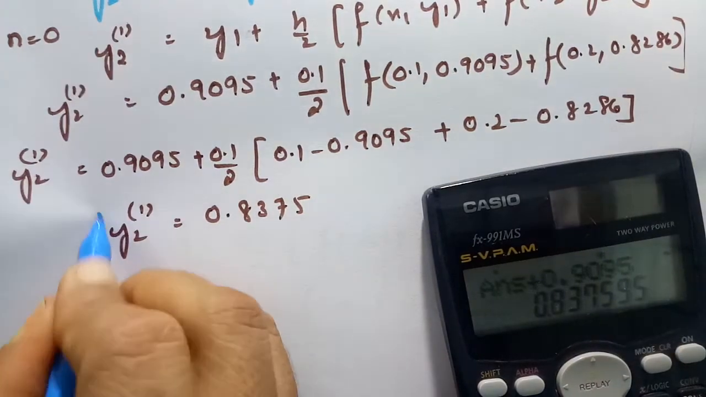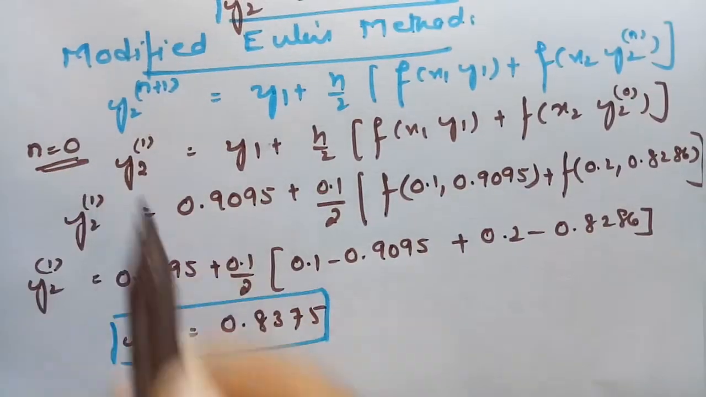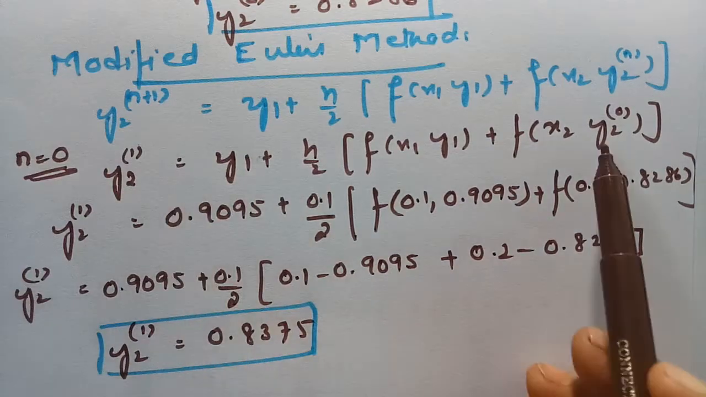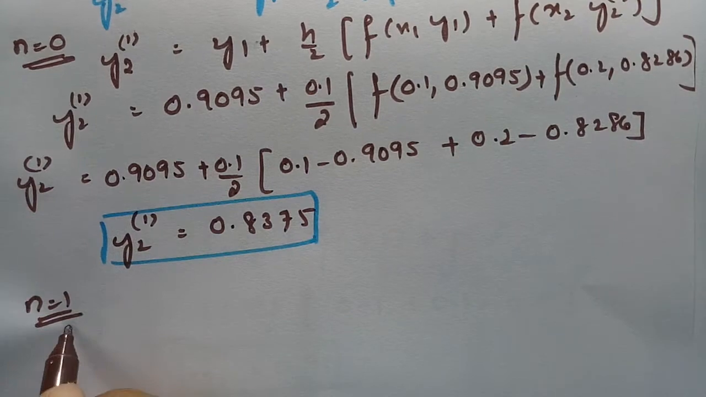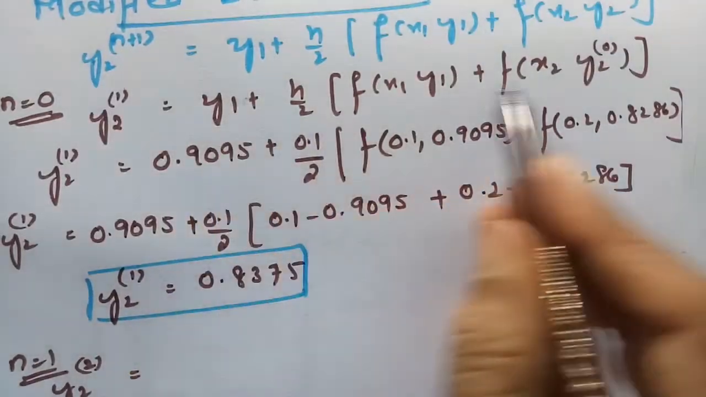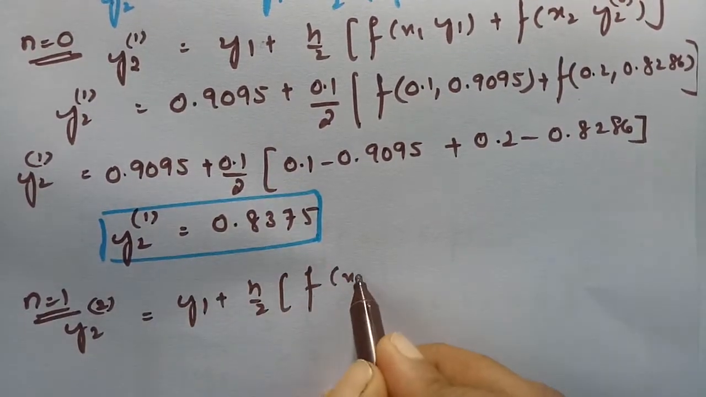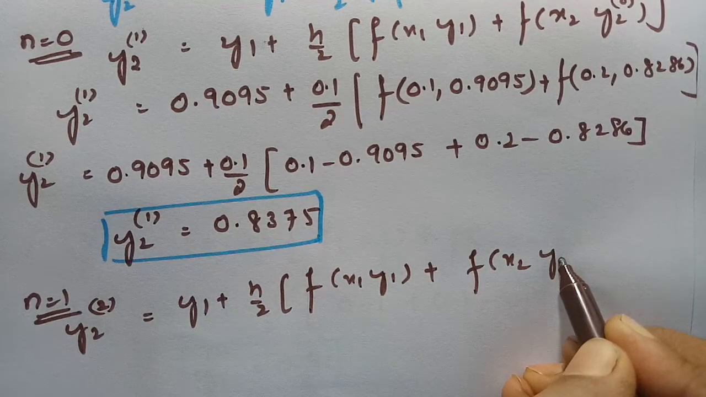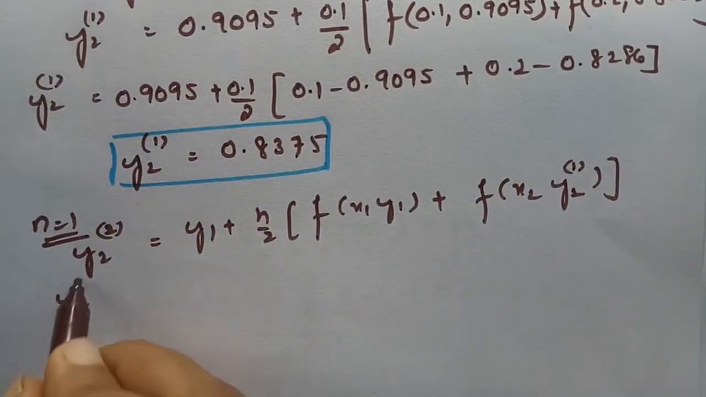0.8375. After getting this, again we have to repeat by keeping n equal to 1 this time. If I keep n equal to 1, all the values are same, but this value will go as y2 at the first approximation. I am writing directly y2 at the second approximation is equal to, the same values run, that is y1 plus h by 2 times f of x1 y1 plus f of x2 into y2 at the first approximation, and same values here.